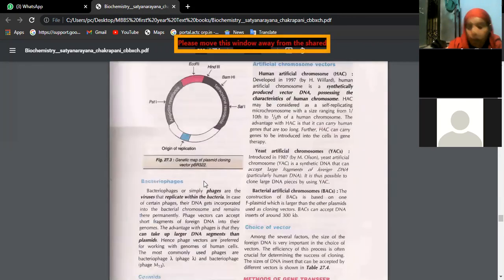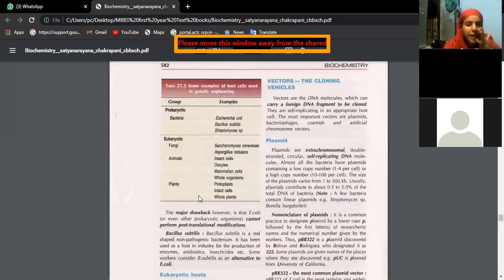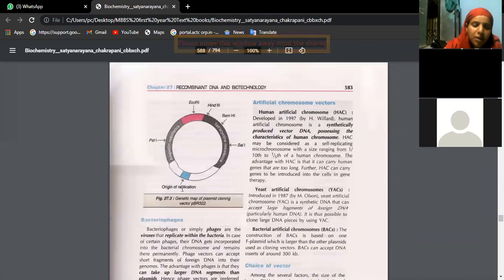I am scrolling so many pages. You should make a note because it's given as an essay, and this chapter itself is of 15 pages. Not required. Whatever I am telling you, you elaborate only that. So for hosts we have bacteria, we have fungi, we have animal cells, we have human cells.